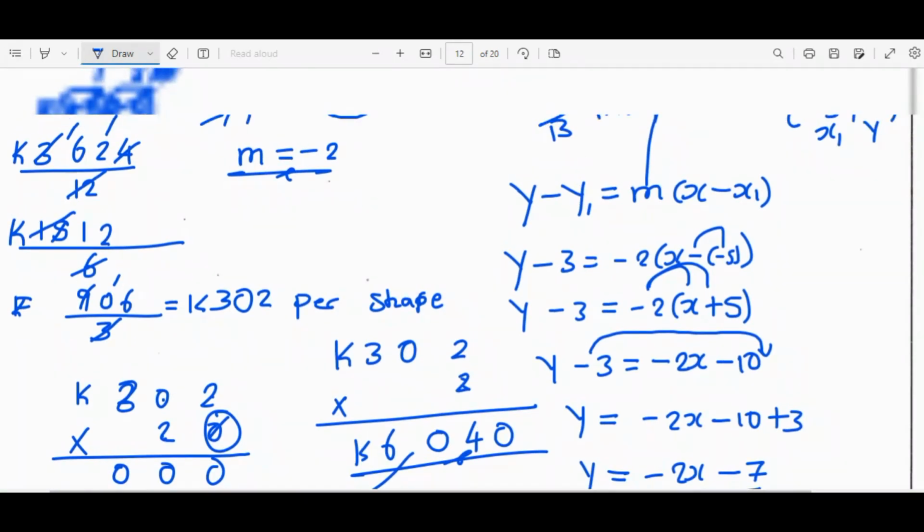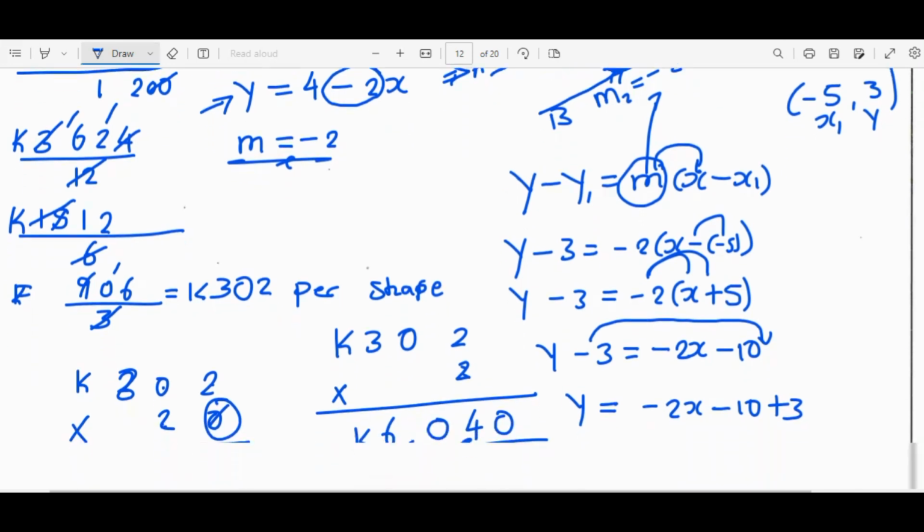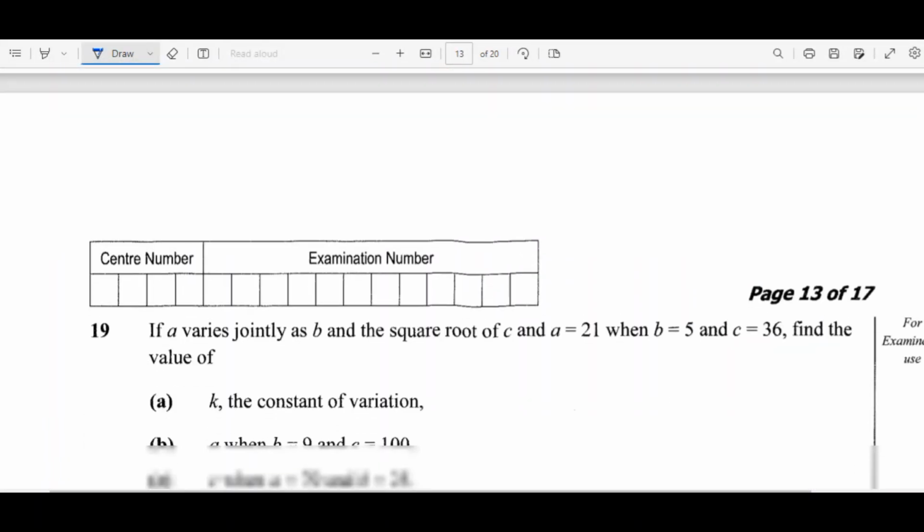Now if we go back to this equation, after we made y the subject of the formula, why do we get the coefficient of x? If you look at this formula, this number is the gradient. So if you multiply by x, the number in front of x represents the gradient. So I wanted to show you this concept. So we move on to question 19.